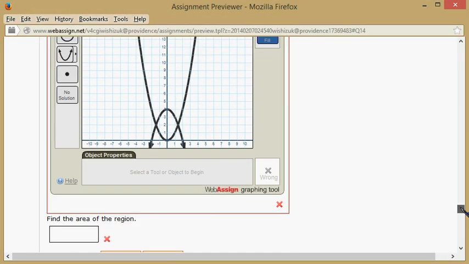Alright, so that's that. Then you can see that the region bounded by these two is going to be right here. Then find the region. It looks like the first curve is the top curve and the second curve is the bottom curve. So let's do that.